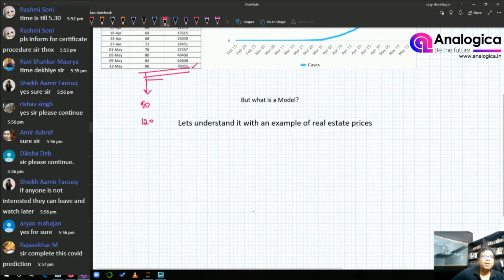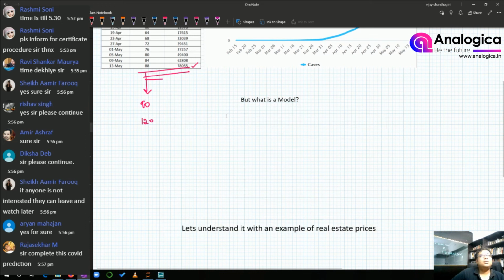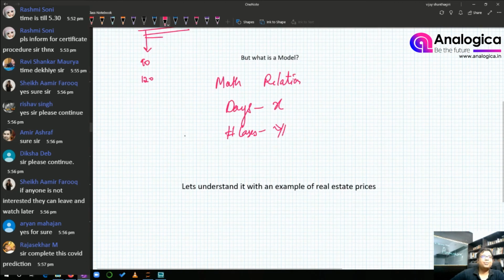To do that, we are going to build a model. And what is a model? A model is a mathematical relationship between two axes. In this case, we're going to put days on the x-axis and number of cases on the y-axis. With these two in place, we're going to build a relationship between these two and we'll predict.